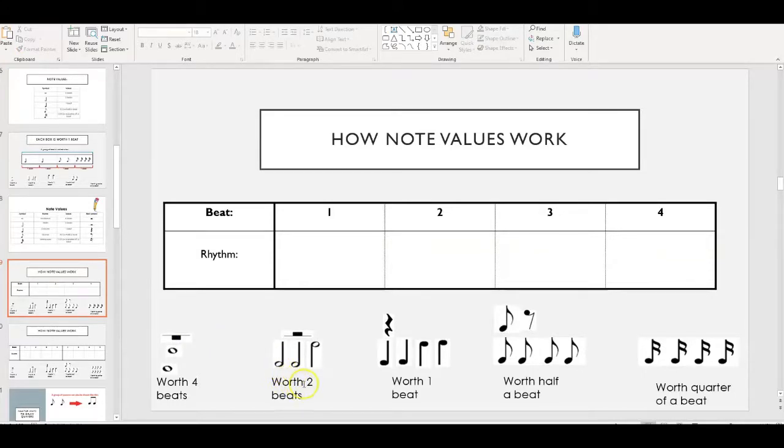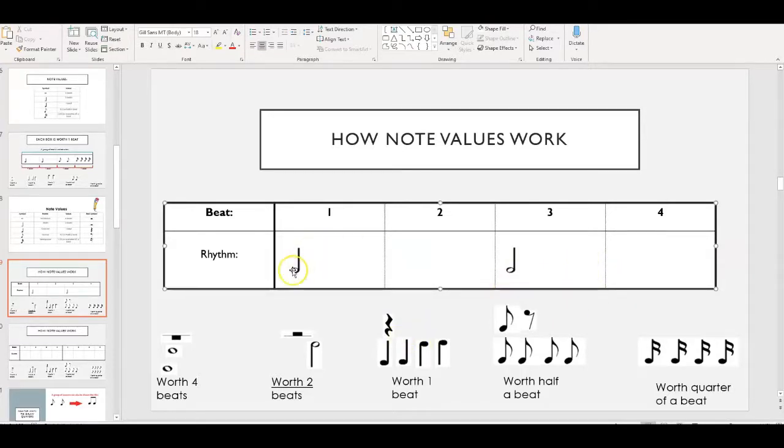Now they mean to play for 2 beats. So I'll put up a minim here. It's going to last this box, 1 and 2. And then I can fit another note over here into this box, and that's going to last 1 and 2 as well. Let's clap that together. 1, 2, 3, 4. 1, 2, 3, 4. Okay, cool.